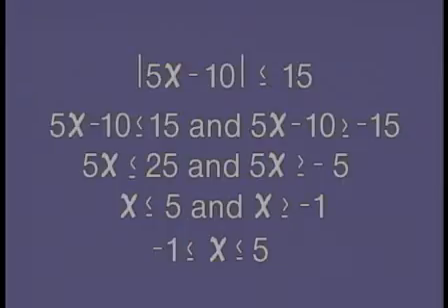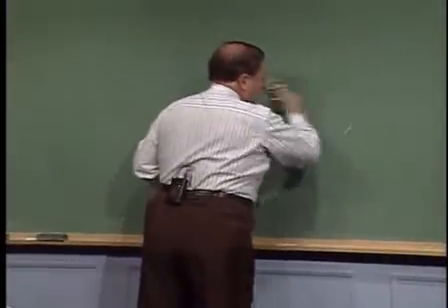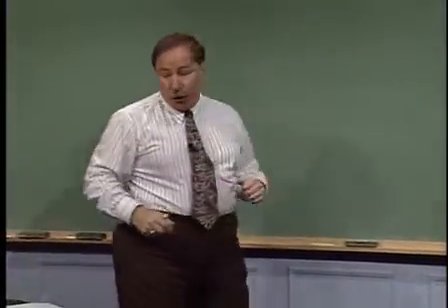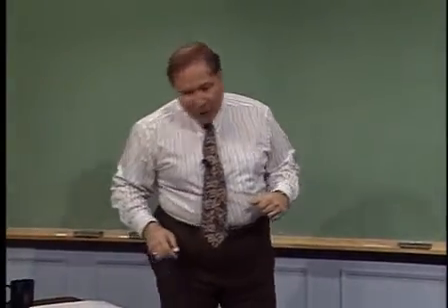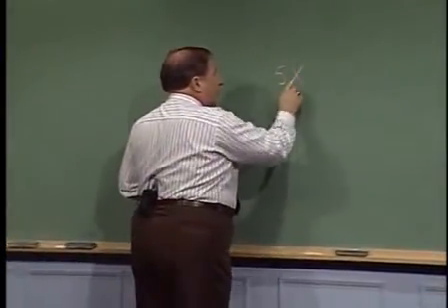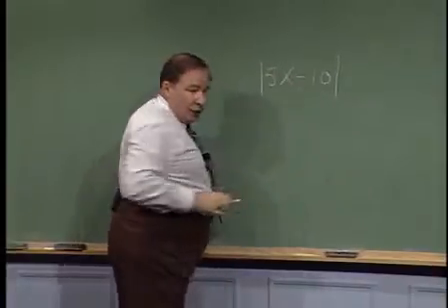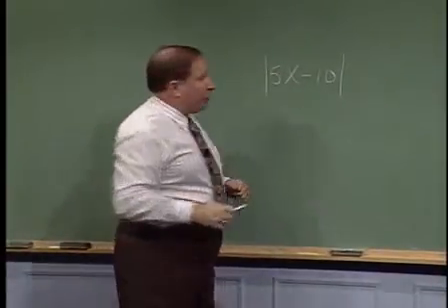In fact, let's go to the board and take a look at what that inequality would look like, and then we'll go back to the visual to take a look at the solution again. The absolute value of 5x minus 10 is less than or equal to 15.